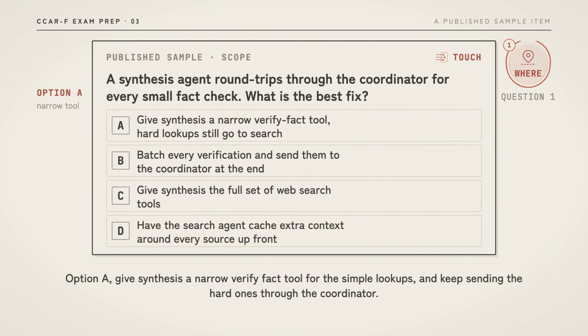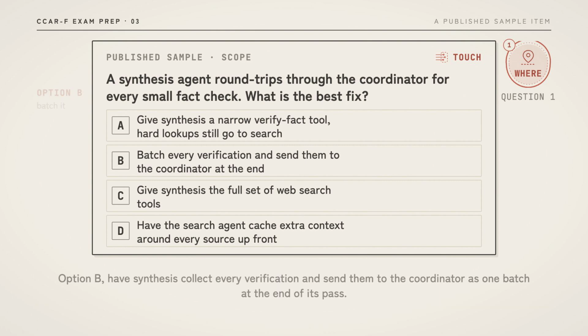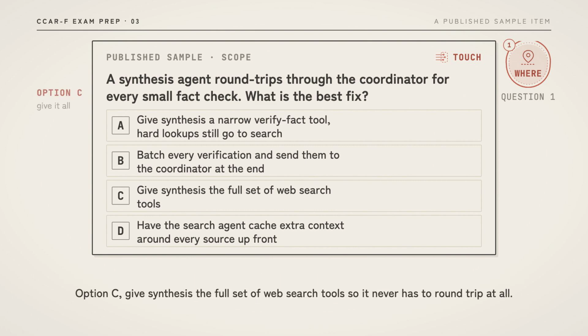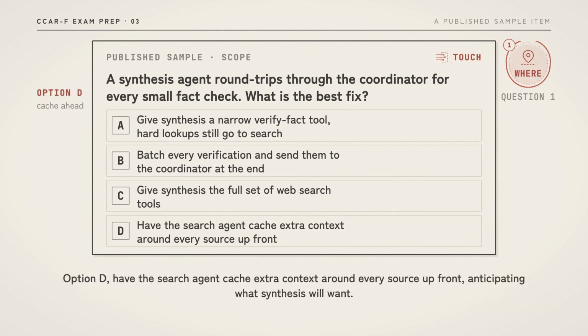Option A. Give synthesis a narrow verify fact tool for the simple lookups and keep sending the hard ones through the coordinator. Option B. Have synthesis collect every verification and send them to the coordinator as one batch at the end of its pass. Option C. Give synthesis the full set of web search tools so it never has to round trip at all. Option D. Have the search agent cache extra context around every source upfront, anticipating what synthesis will want.